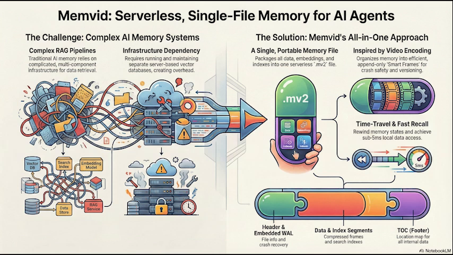Right. You've got your raw data storage, maybe S3 buckets. Then you need an indexing service to chunk that data. Then you need a separate embedding service to turn those chunks into vectors. And then the core of it, a high-performance, server-based vector database like a Pinecone or a Qdrant to actually store and search those vectors. And all of those pieces have to talk to each other. They need to be kept in sync, monitored constantly. It sounds like a distributed systems nightmare.